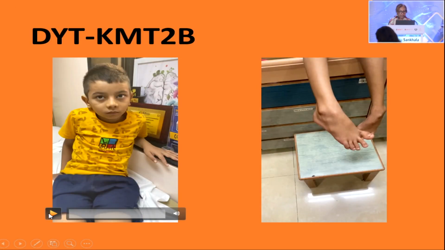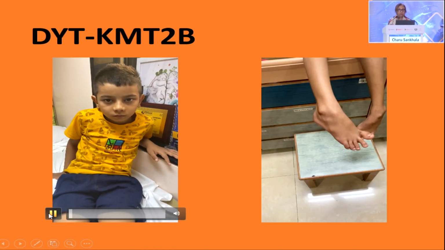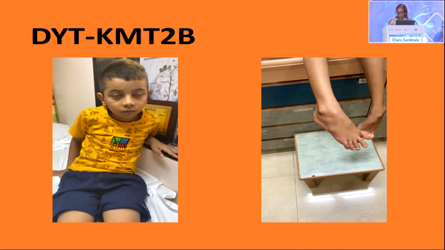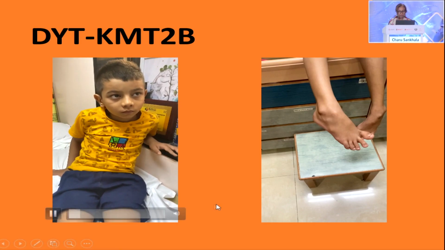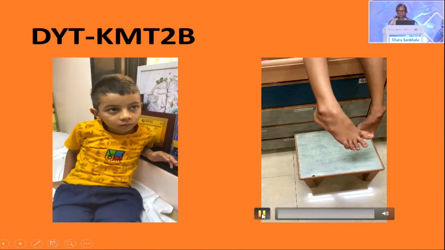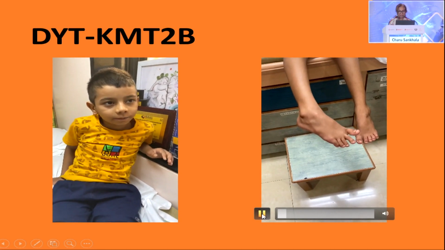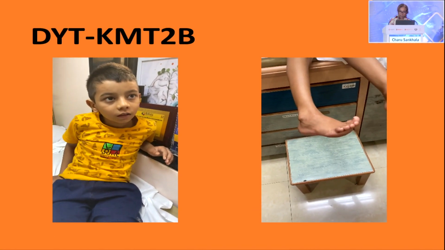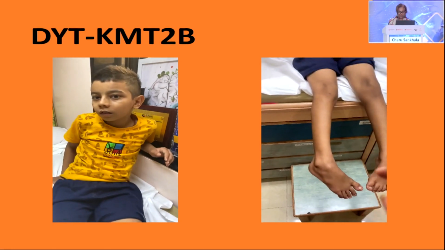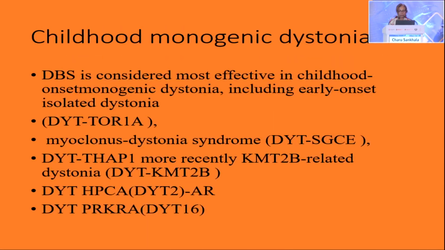So another dystonia that responds to DBS is DYT KMT2B, just a few seconds. And this is again very prominent. He had isolated dystonia, but this is again isolated and combined, again a monogenic dystonia, and they respond very well to the DBS. We didn't do the DBS on this child. We are waiting for him to grow up a little bit.